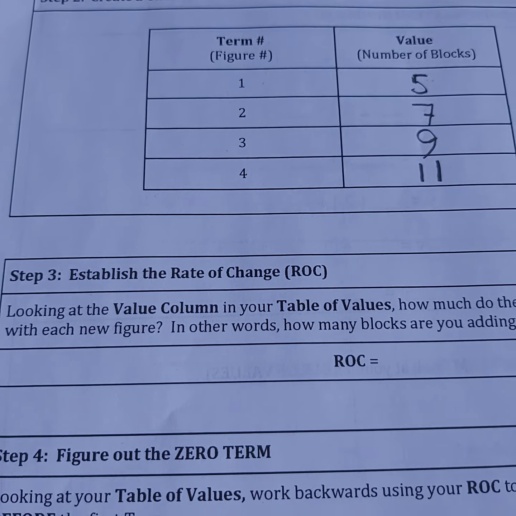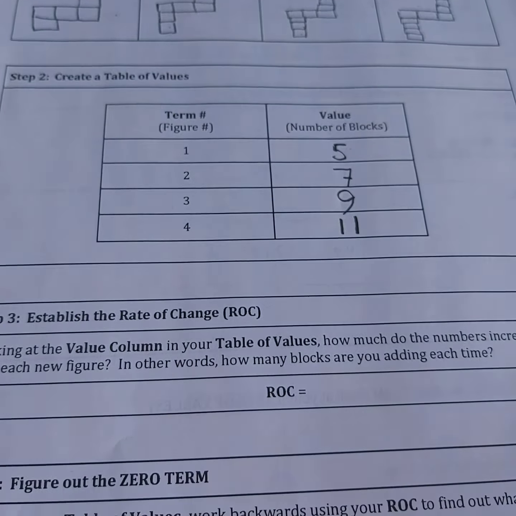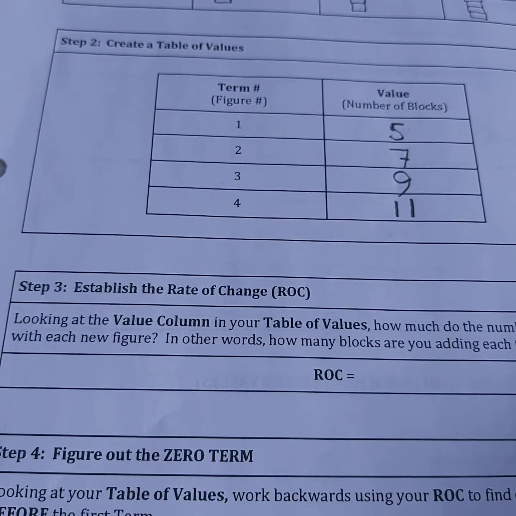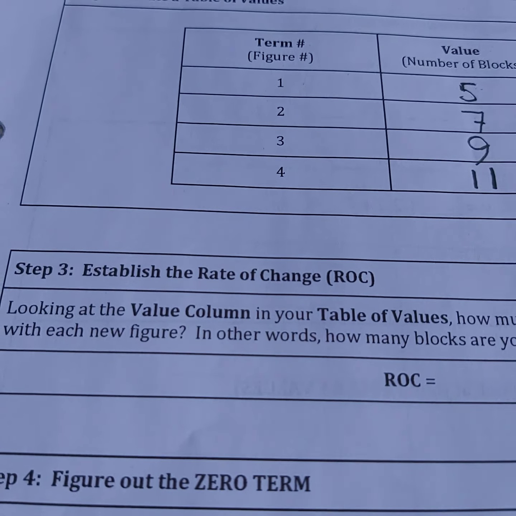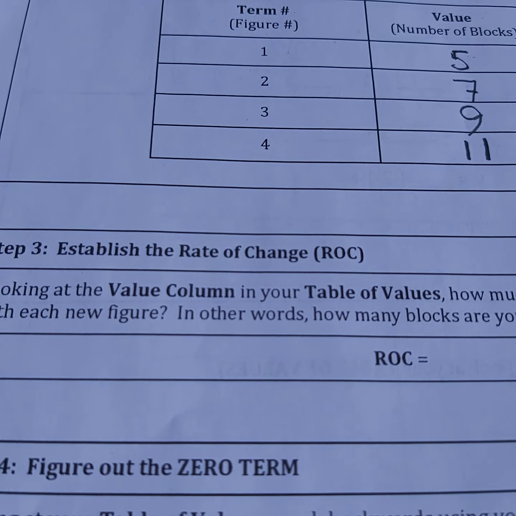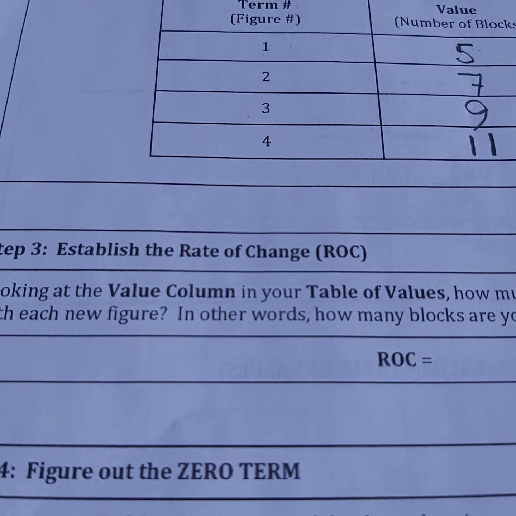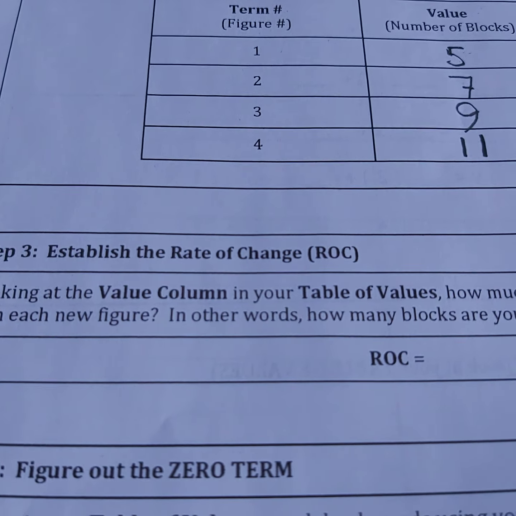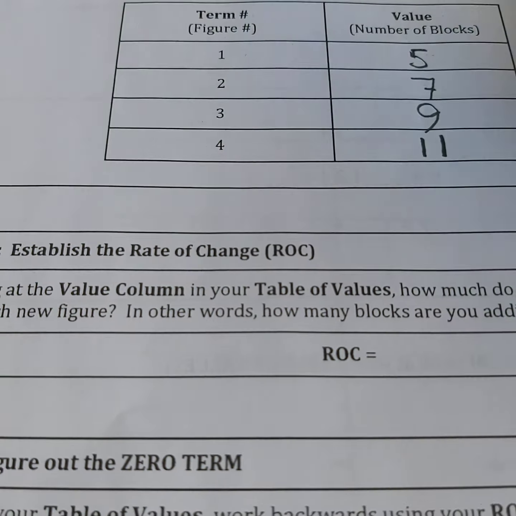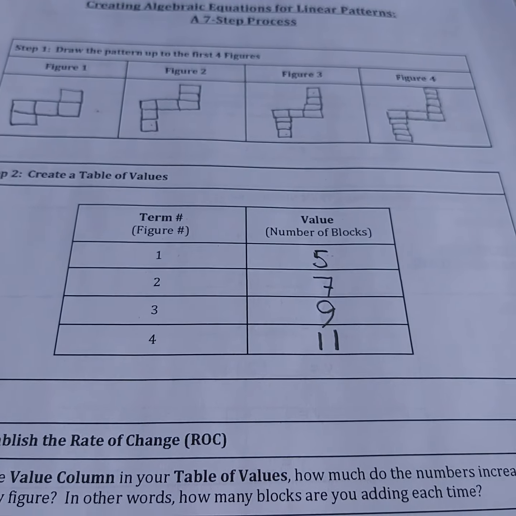Next up, we've drawn our figures, we've counted the blocks to fill out this table of values, and the next important thing is to recognize now the rate of change, or ROC for short. Very complex way of saying how much does the pattern increase by. Okay, when you first drew the figures, you could probably already pick this out just by looking at how many new blocks you had to add.